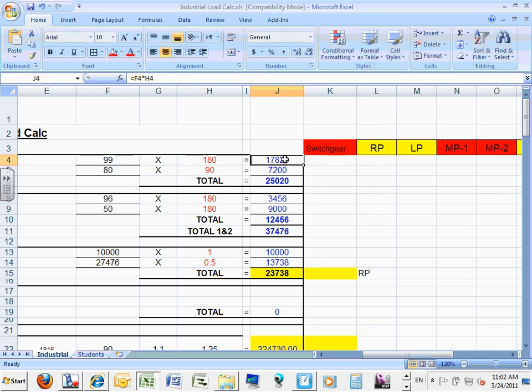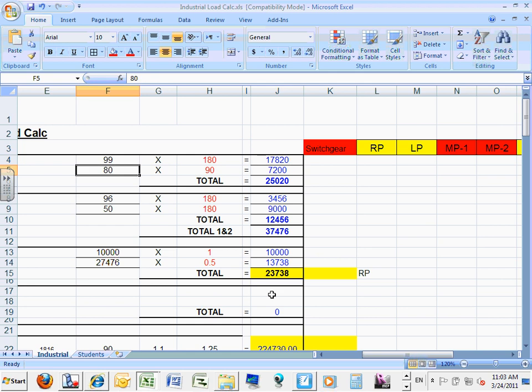And I know Holly was asking me, how do you put the X? Can you guys see that each one of these is a cell? So if I want to put the X, all I have to do is make a cell between them, right? Everybody can see that? So if you look at the math here, it's basically taking 99 multiplied by 180.